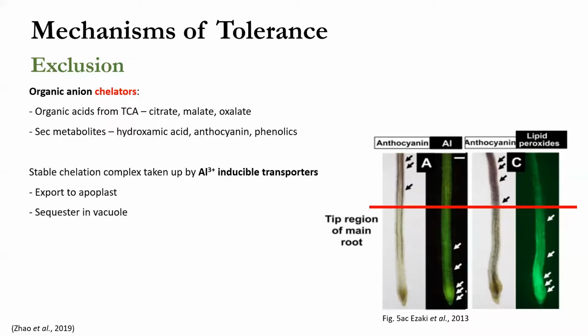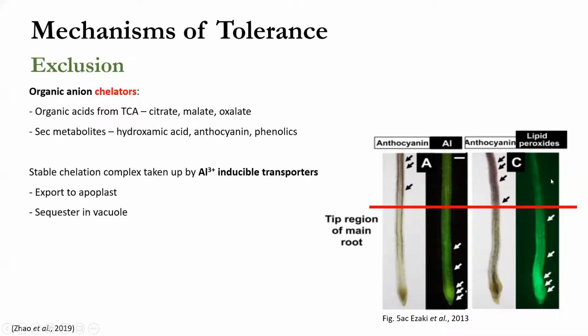The chelators come from many sources. For instance, the organic acids from the Krebs cycle, such as citrate, malate, and oxalate. These ions would, of course, bind tightly with aluminum because they're anions at physiological pH. Secondary metabolites can also serve as chelators, such as hydroxamic acid, anthocyanin, and other phenolics.